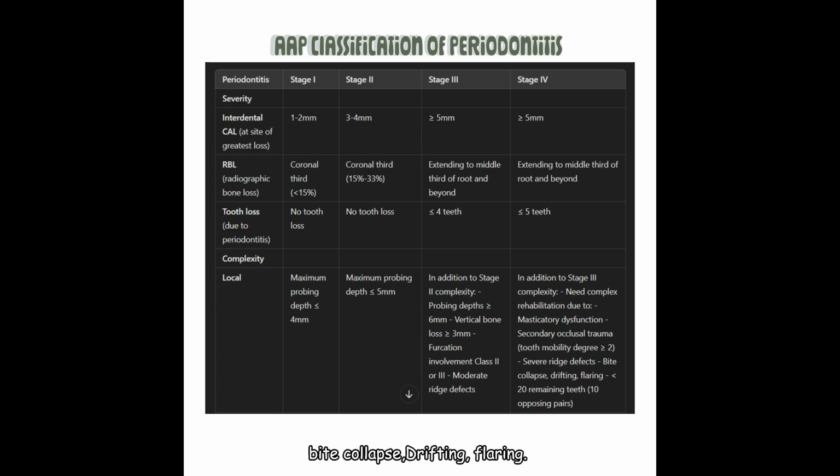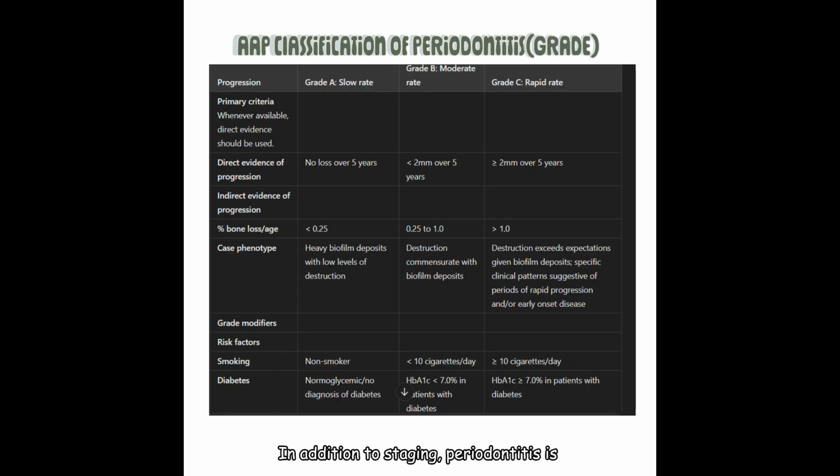bite collapse, drifting, flaring. In addition to staging, periodontitis is also graded to assess its rate of progression, responsiveness to therapy, and potential impact on systemic health. Grade A: a slow rate of progression. Grade B: moderate rate of progression. Grade C: rapid rate of progression.